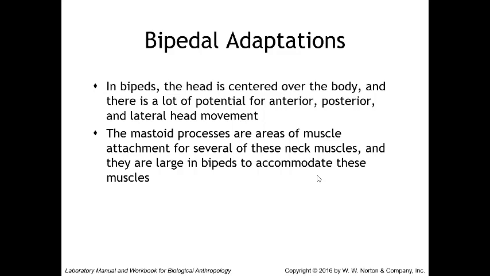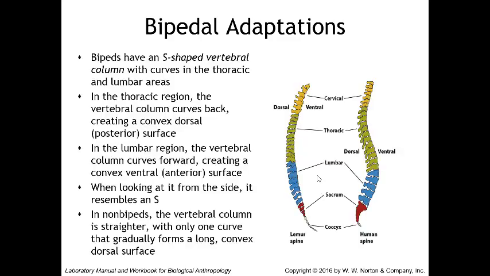The next major bipedal adaptation is found in the vertebral column. So bipeds have an S-shaped vertebral column with curves in the thoracic and lumbar areas. In the thoracic region, the vertebral column curves back, creating a convex dorsal or posterior surface. And then in the lumbar region, the vertebral column curves forward, creating a convex ventral or anterior surface. When you look at it from the side, it resembles an S, so we say the S-shaped vertebral column. In non-bipeds, the vertebral column is straighter with only one curve that gradually forms a long, convex dorsal surface.